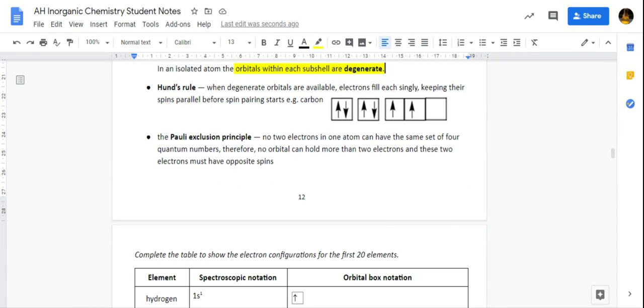Another rule that must be followed is Hund's rule. What Hund's rule states is that where there are degenerate orbitals available, the electrons will fill singly, keeping their spins parallel, before spin pairing starts.